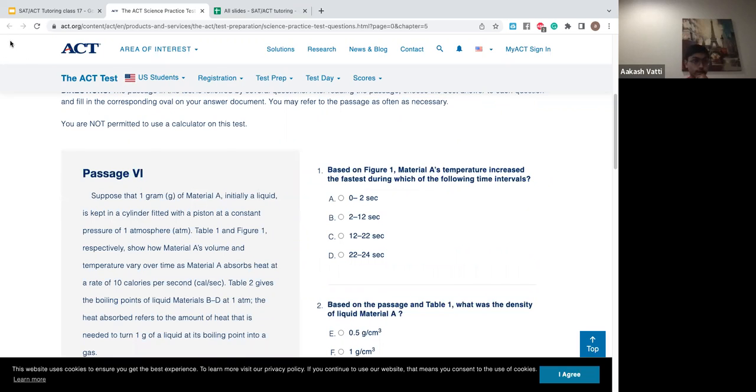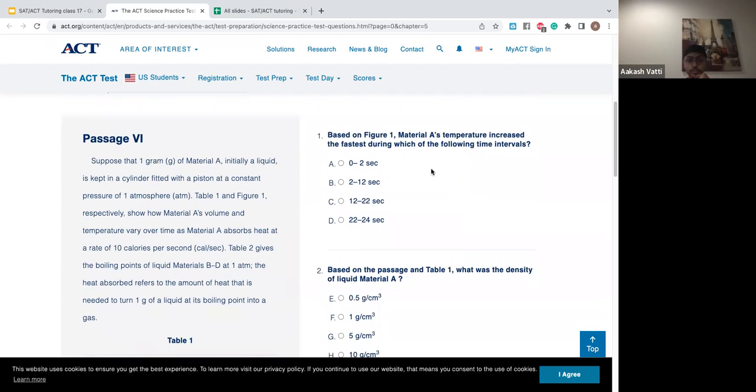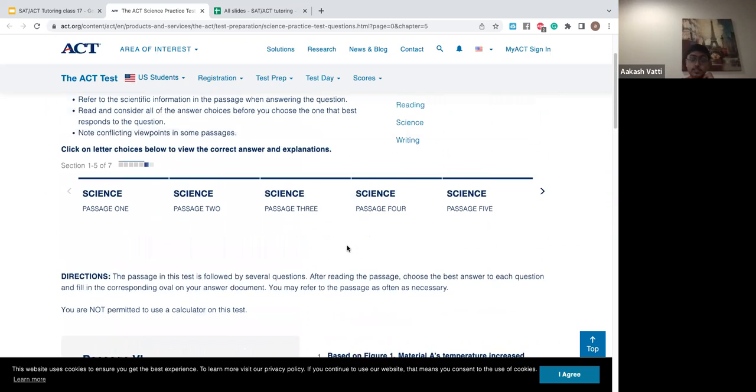Does anyone want to read out the first passage? I mean, paragraph, I guess, of the passage? Just raise your hand, or I can do it as well. Doesn't really matter. Right, no? So, passage 4. Suppose that this is passage 6.